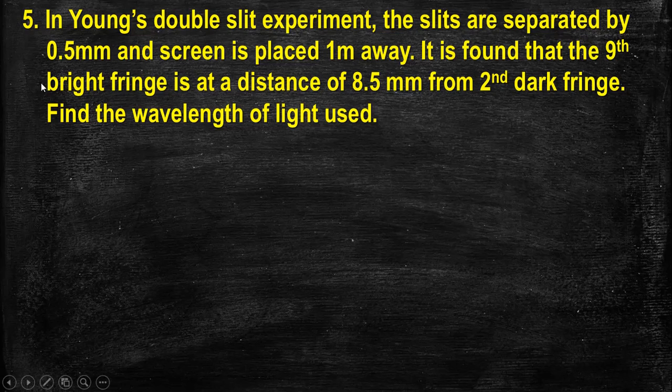When bright fringe means maximum intensity, dark fringe means minimum intensity or zero intensity. So you have to recall the formula for bright fringe, then for dark fringe, any nth value. After that, we can put a particular value of the order of the fringe according to the problem.